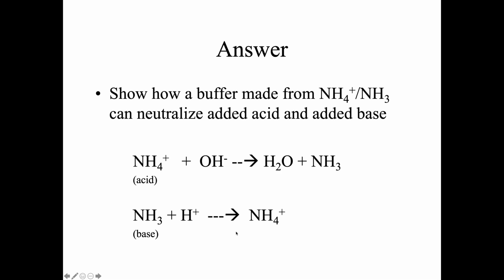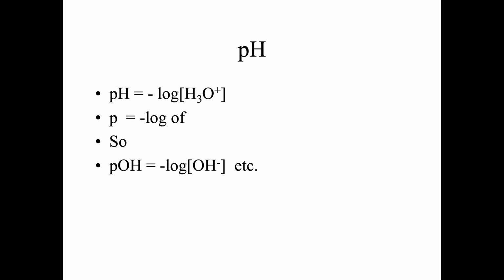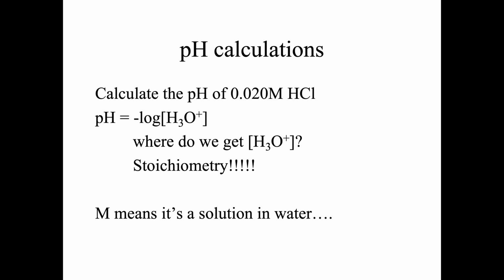All right? Okay, the last set of material here is going to be pH calculations. So like I said earlier, pH is P, the lowercase p means the negative log. So pH, negative log of H3O plus or H plus. pOH, negative log of OH. So how do we do pH calculations? The best way to do it is just for me to go through an example.